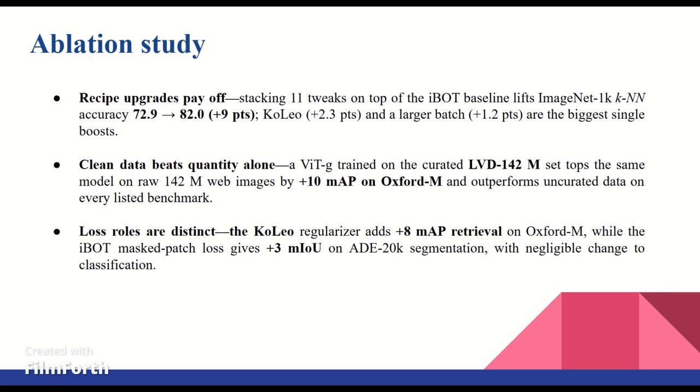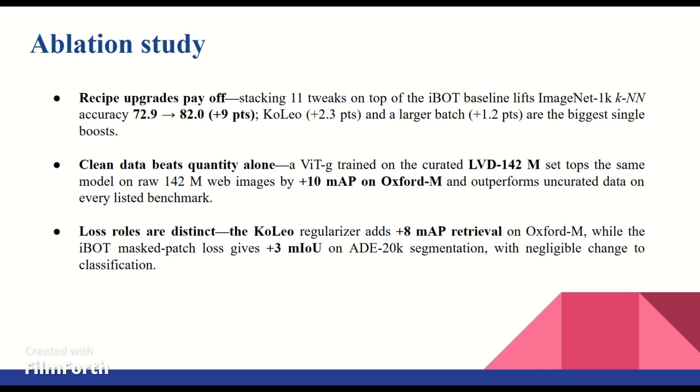So let us start with recipe upgrade payoff. First, stacking 11 training tweaks on top of the iBOT baseline gave a big boost. On ImageNet-1K, KNN accuracy jumped from 72.9 to 82. That's a 9-point gain. The biggest contributors were the KoLeo regularizer, which added plus 2.3 points, and increased batch size, which gives plus 1.2. This shows how small technical adjustments can significantly add up when combined.